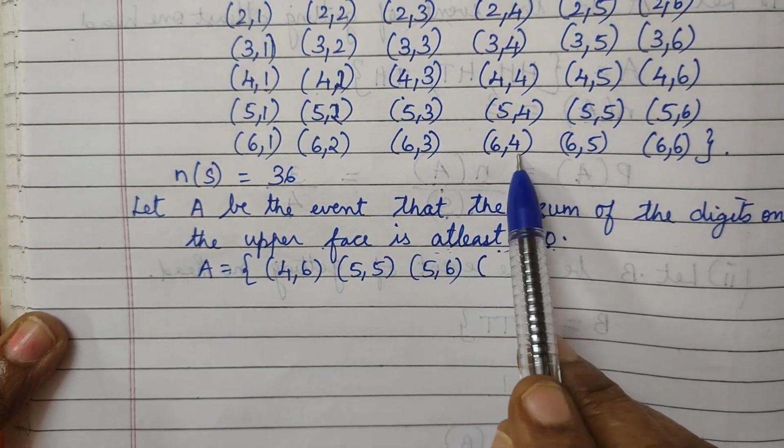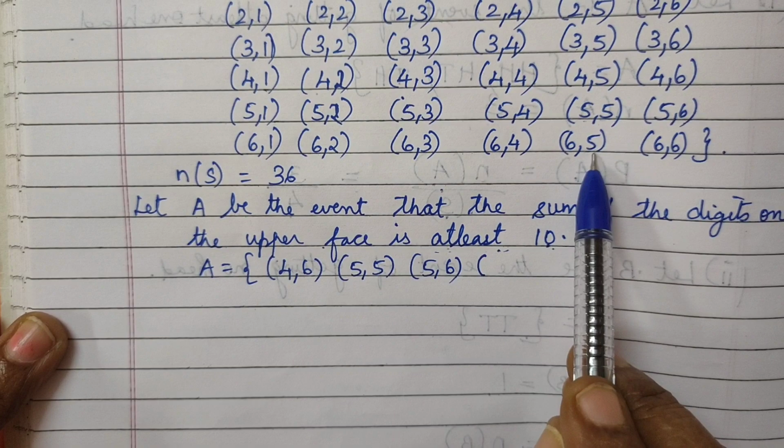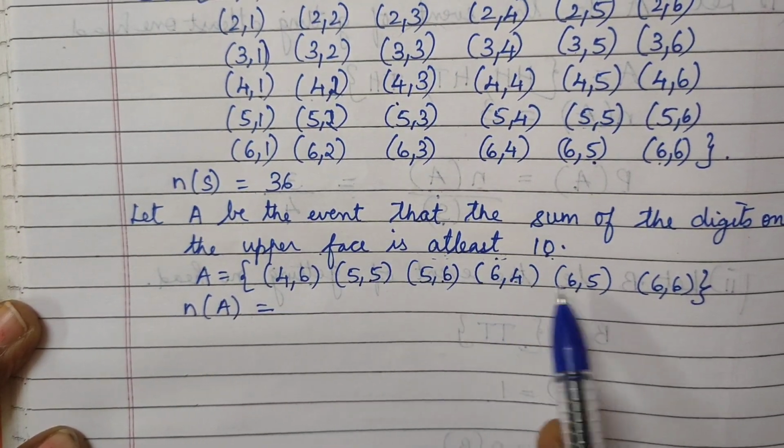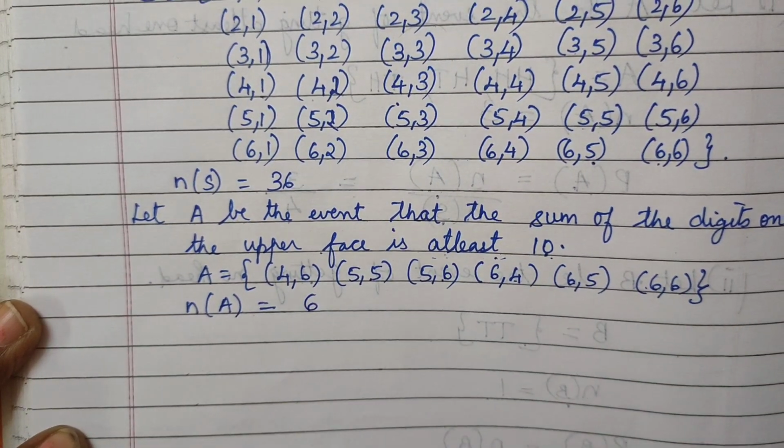So I can get 6 plus 4, 10; 6 plus 5, 11; 6 plus 6, 12. So how many did I get? 1, 2, 3, 4, 5, 6. So I'll write N of A as 6.